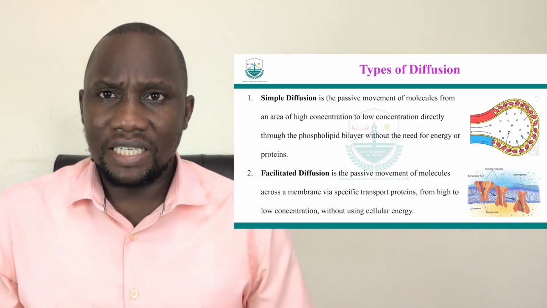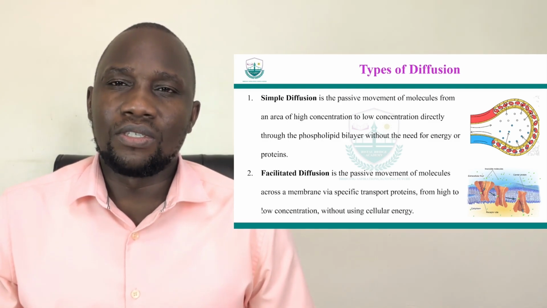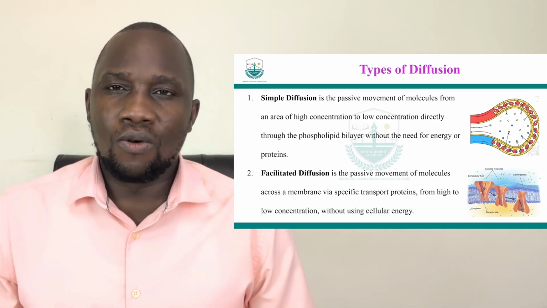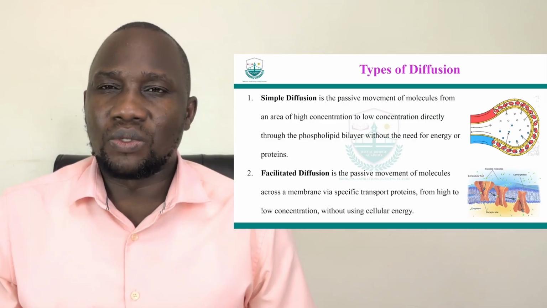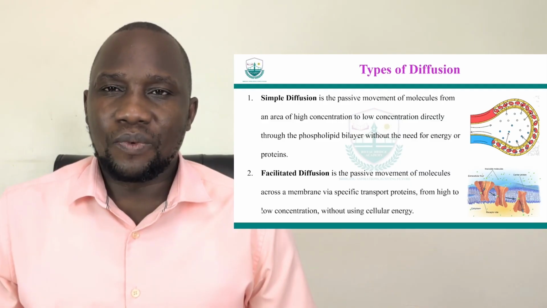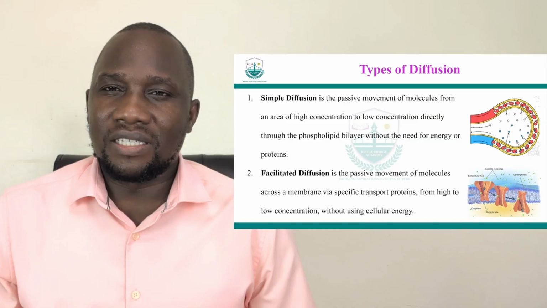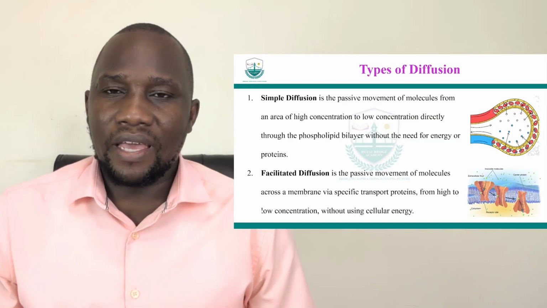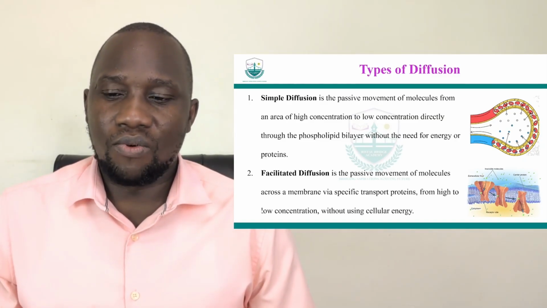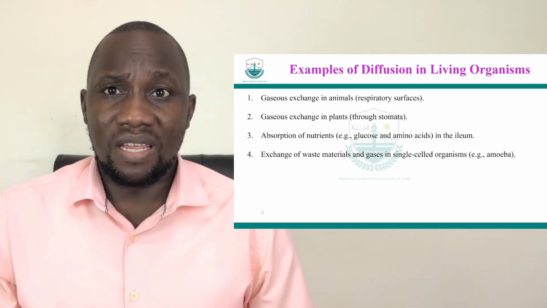But with facilitated diffusion, you need a helper, and that helper comes in the form of what we term transport proteins, or we can term them protein carriers. So this process is a passive process. No energy is actually required. It is actually much faster than simple diffusion. Okay, so diffusion helps in movement of many things.